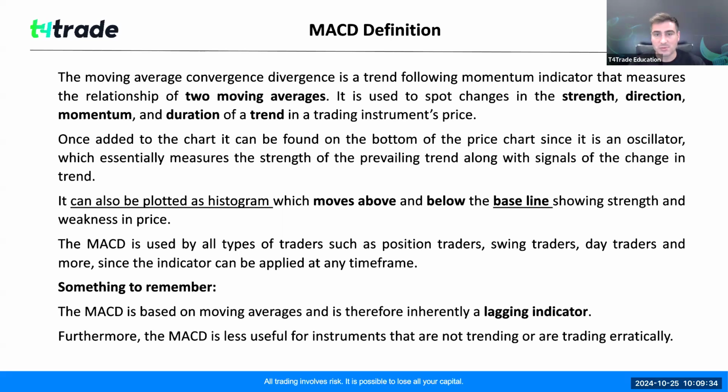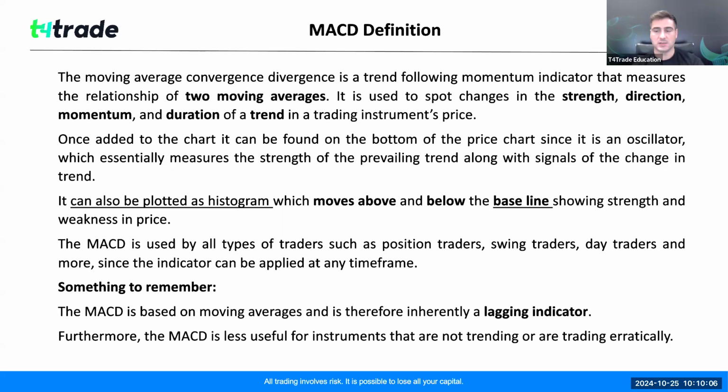So it's a trend following momentum indicator that measures the relationship of two moving averages, hence the moving average convergence divergence. It's used to spot changes in the strength, direction, momentum, and duration of a trend of an instrument's price. So we're talking about three main components here. Strength, how strong the price action or the move has been. The direction of the move is also given, but also momentum and duration. So four key pillars, not three.